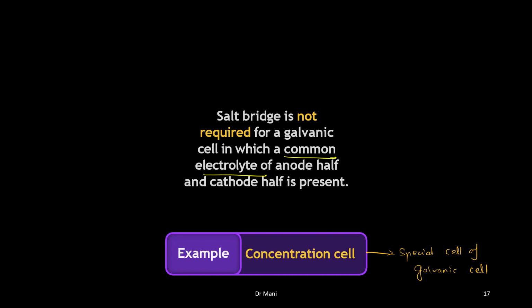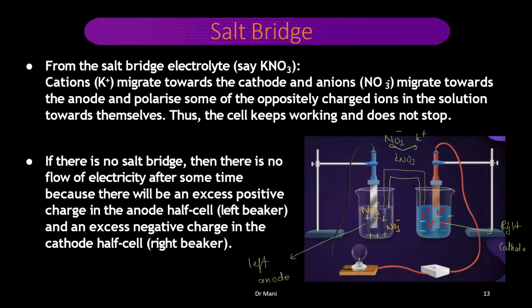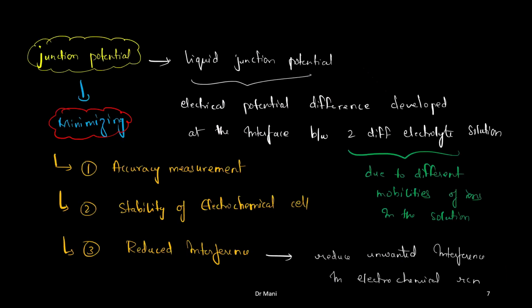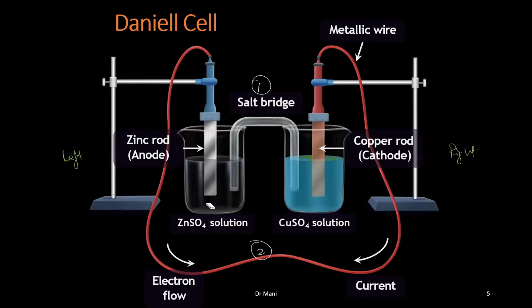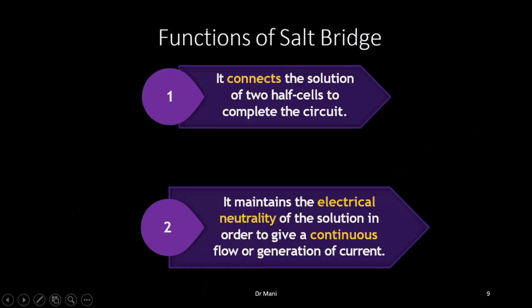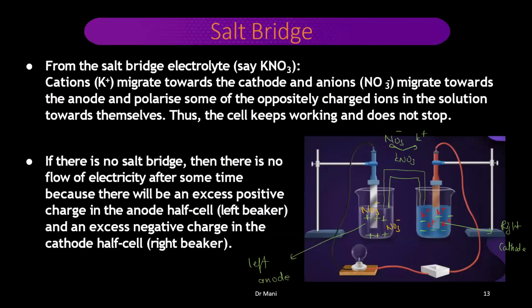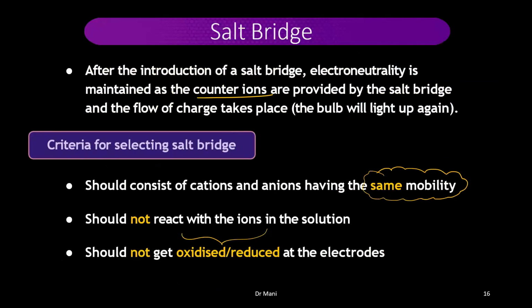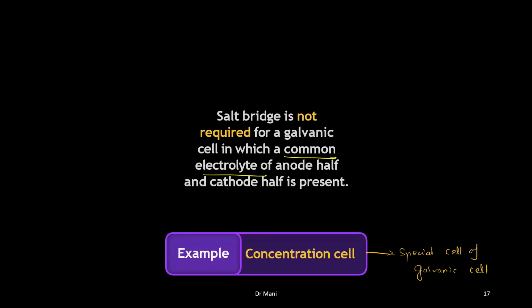But what is different here? Suppose you take this, this is a different solution, this is a different solution. So here, this is ZnSO4 solution, here CuSO4 solution. The solutions are different here, because this is a Daniel cell. But what happens in the galvanic cell? The electrolyte is common, but the concentration amount is different.